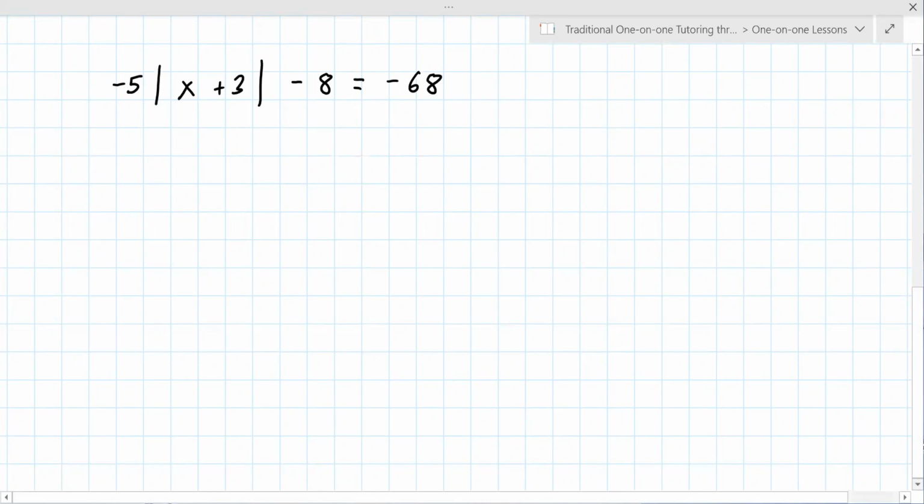I have one question. When dividing by the negative 5, I write it as negative 5 and not positive 5, right? You're dividing both sides by negative 5. Okay, thank you.